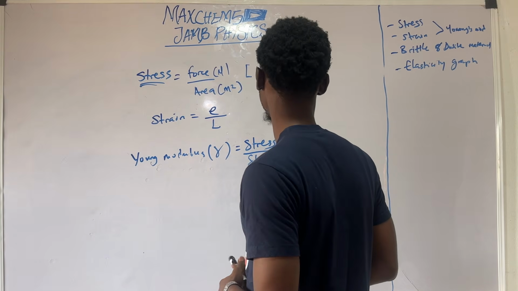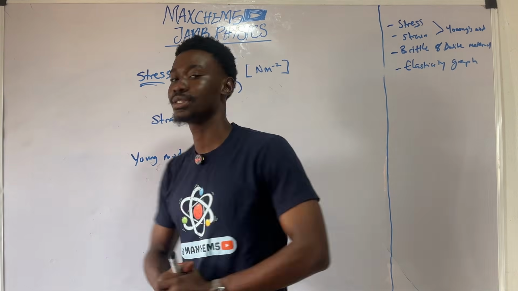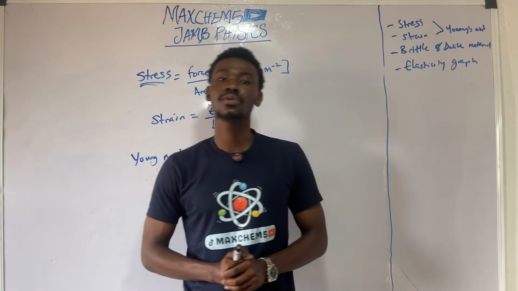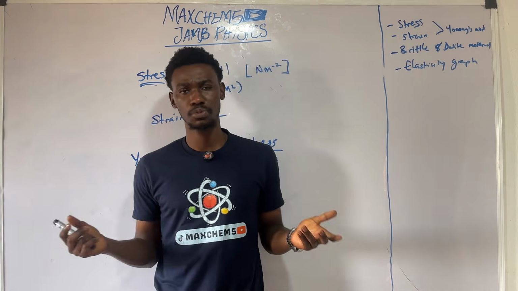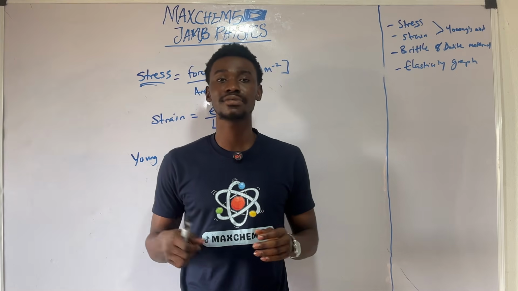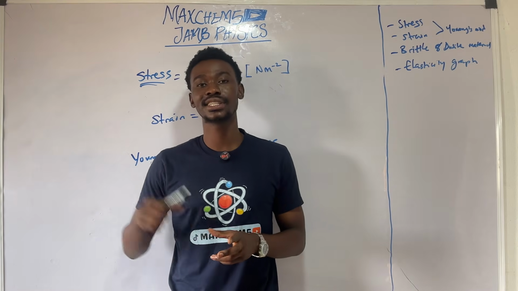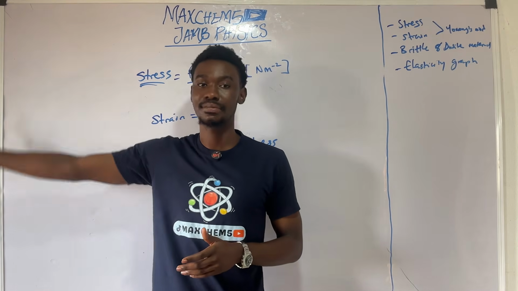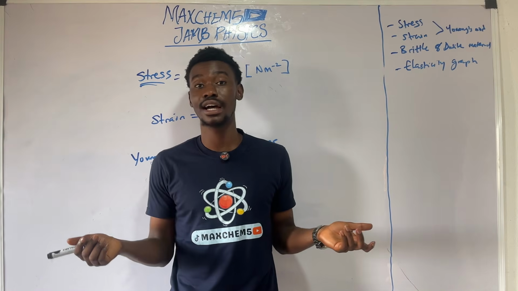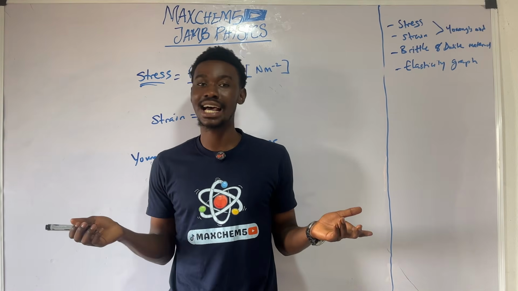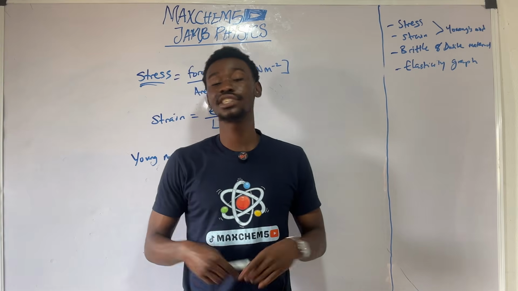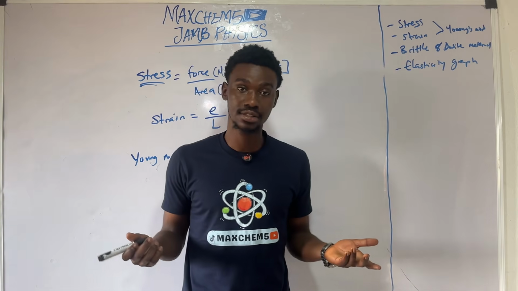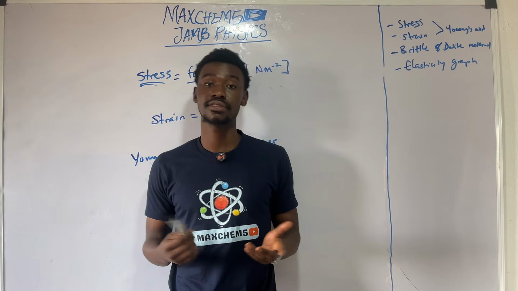I would also like to talk about brittle and ductile material. When we say a material is brittle, we simply mean that the material easily breaks before it reaches its elastic limit. An example of a brittle material would be glass. Before glass can reach its elastic limit, it will break. So it's an example of a brittle material.